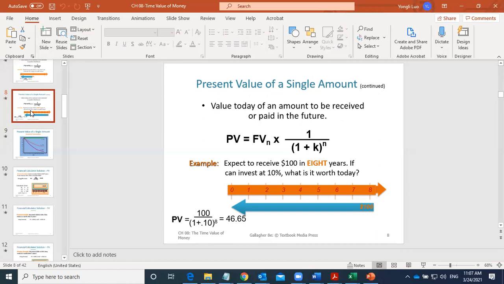So think about it, the present value is the amount you are going to put in the bank, right? If that gives you interest of 10% for 8 years, it will be $100 in 8 years. So how much do you need to put in? That's the question, okay? That's a deposit. If you think the other way, that's how you calculate the present value.